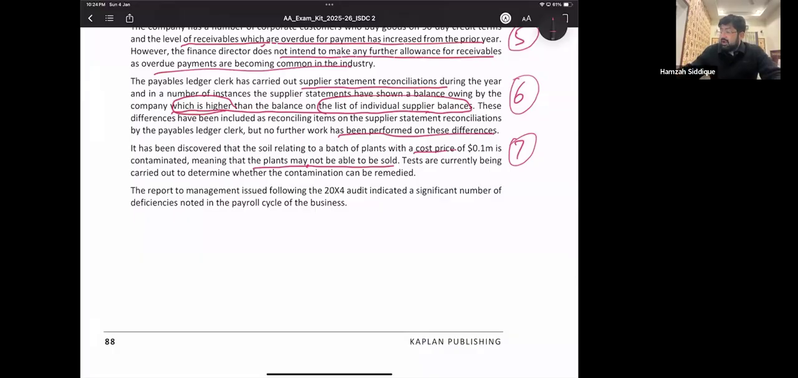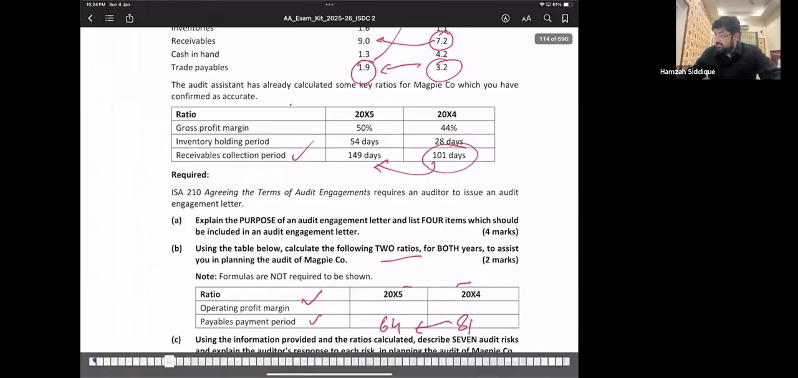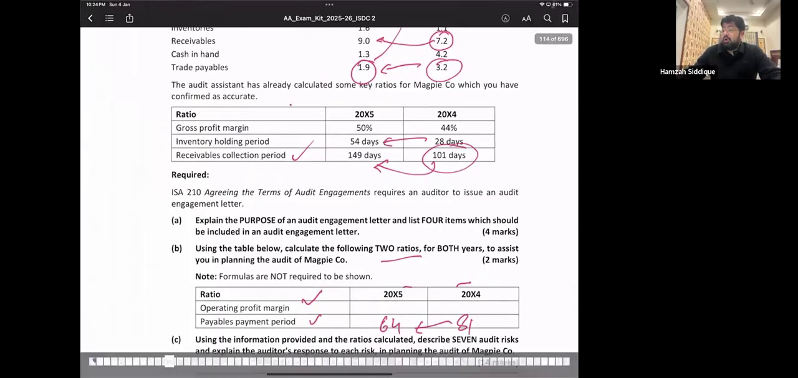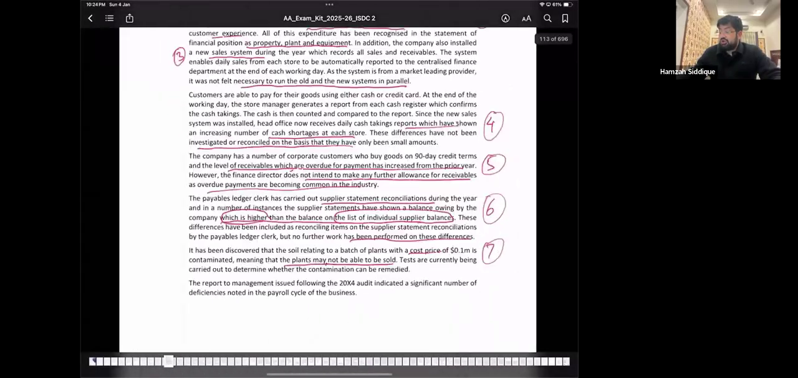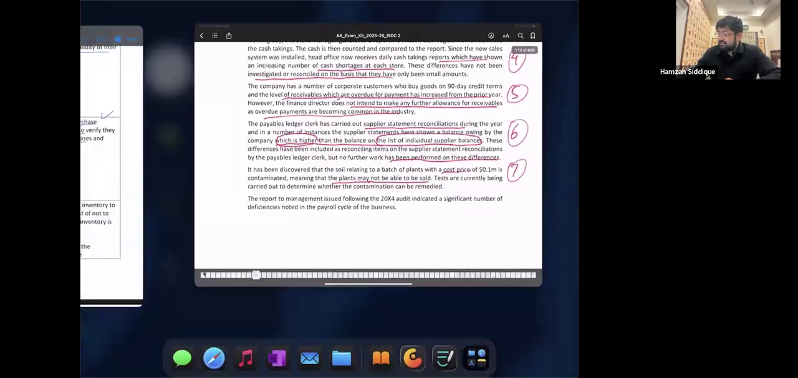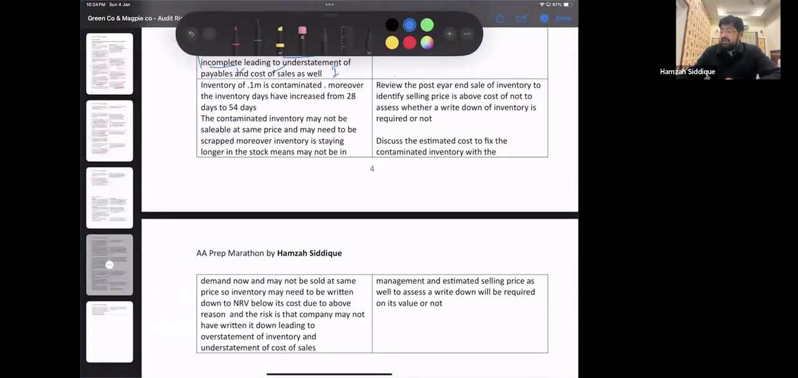Along with this, we can see inventory days. They are increasing, you see. Holding for long means chances of obsolescence of inventory. So how to discuss them? Inventory of 0.1 million is contaminated, and inventory days have increased. It may be an issue. Risk.